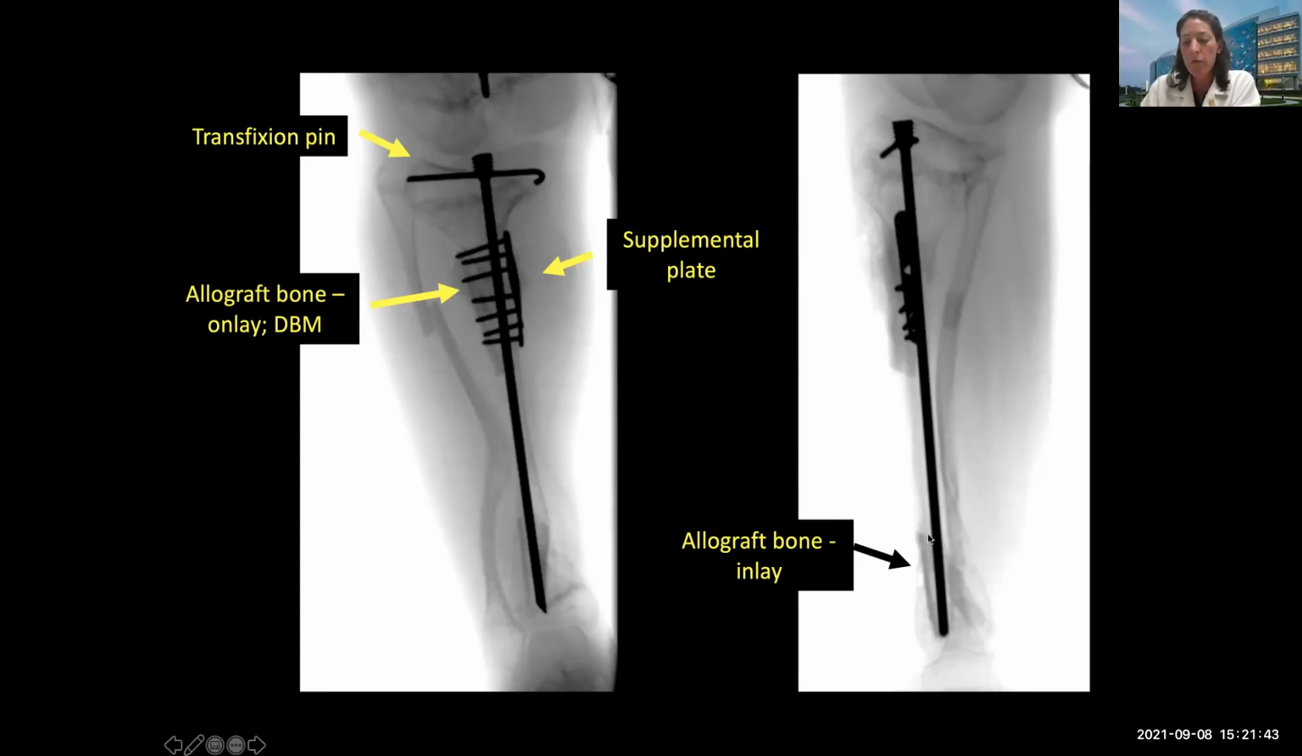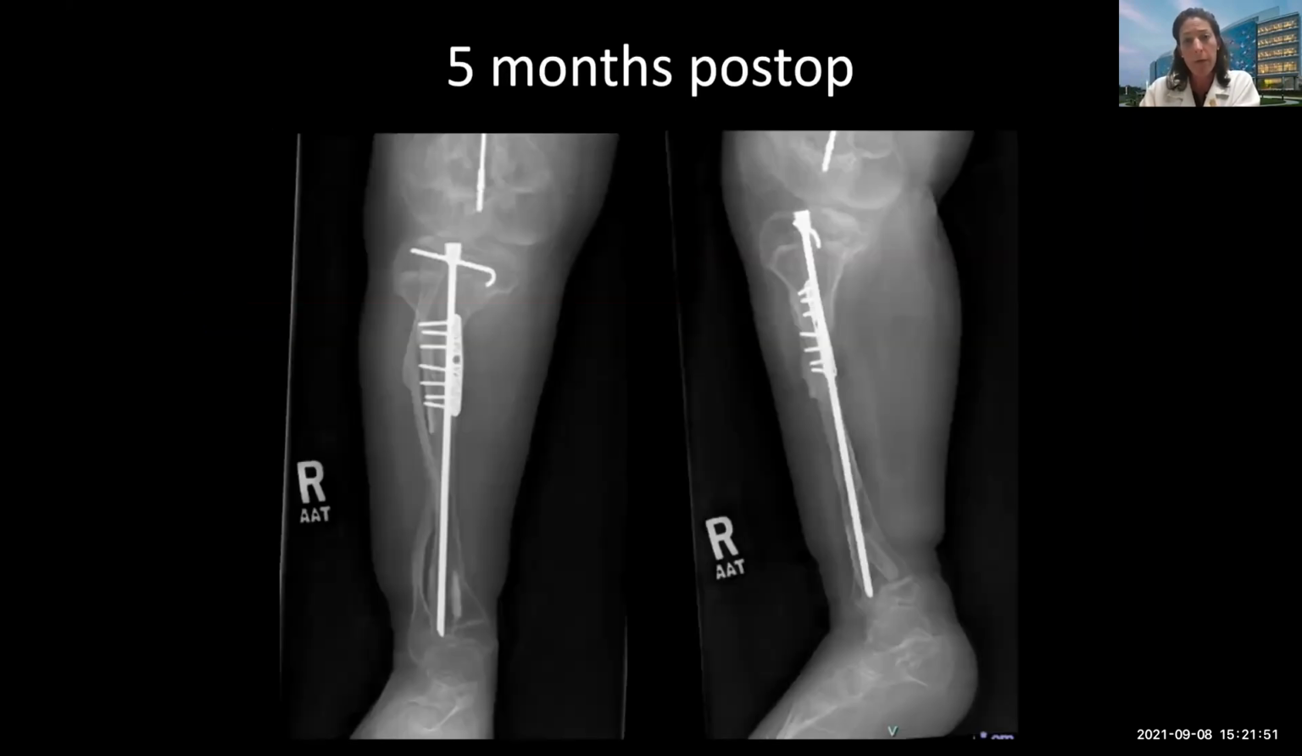And then we also used the allograft bone distally because the canal was very capacious and to give some support around the rod. These are the 5-month post-operative x-rays. Fortunately, clinically healed without discomfort at that time.